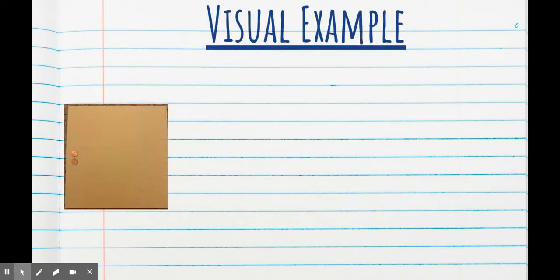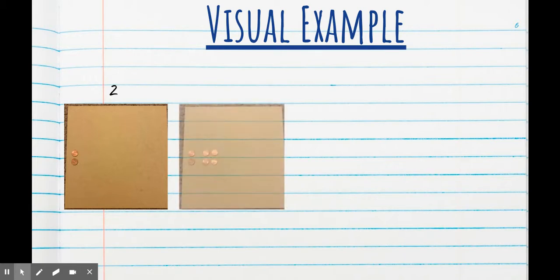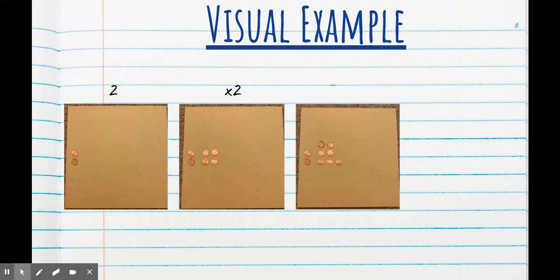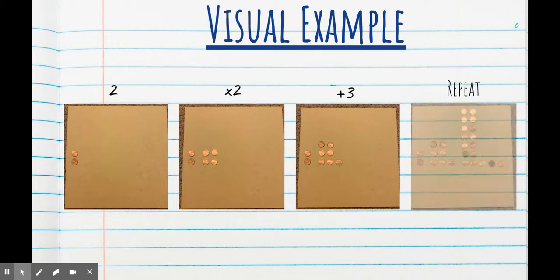Okay, so now that you have your thing, I'm going to show you a visual example of what this looks like. Okay, I chose pennies, and my starting point was 2. Okay, and my next step was to multiply by 2. Okay, so you can see here I went from 2 to 4. And then my next step was to add 3. So you can see that I've added 3, and I now have 7. And don't forget to repeat. And there's my next answer, 17.